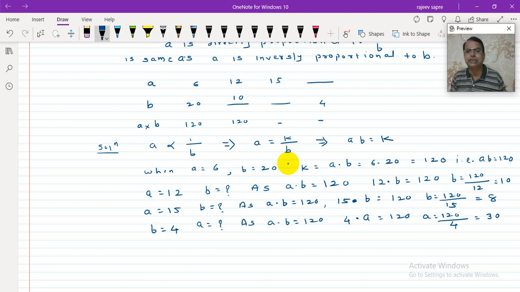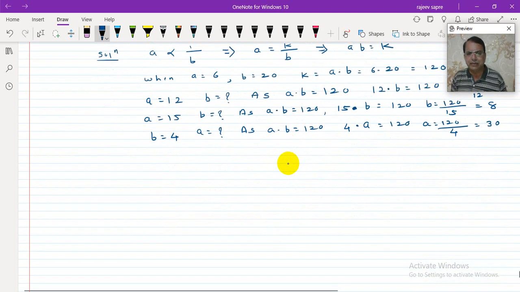Whenever I know the relation between A and B, and whenever it is inverse proportion, always remember, suppose X and Y are two variables and they are inversely proportional to each other, then the product of X and Y will be constant. And when things are in direct proportion, then the ratio of X and Y is constant. Here it is product, there it is ratio. Note this, it is a very important idea.